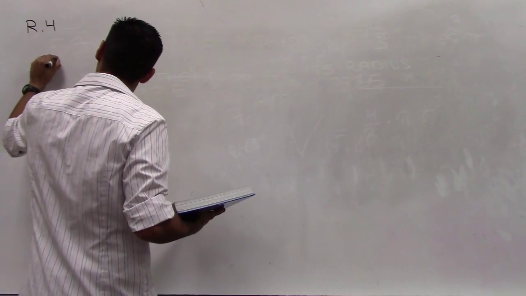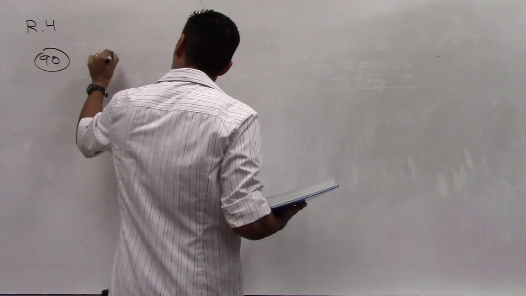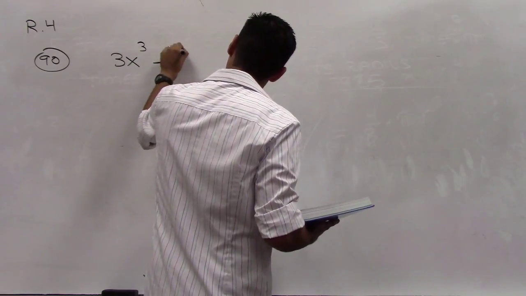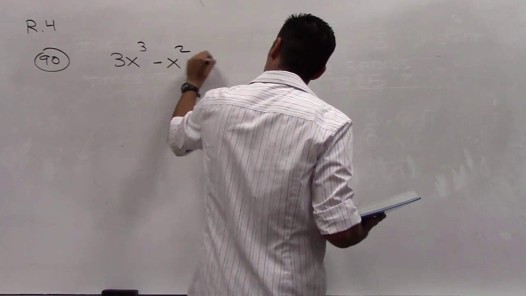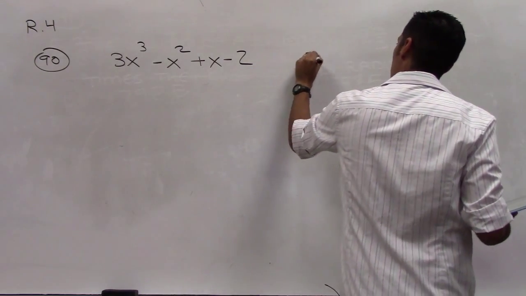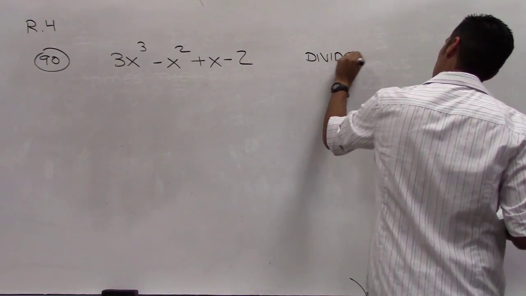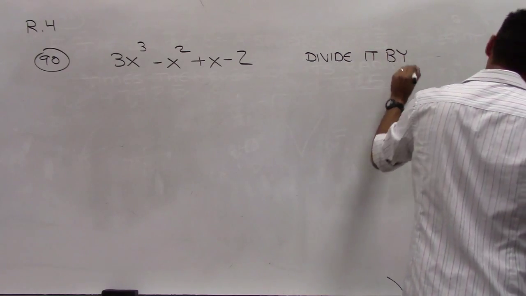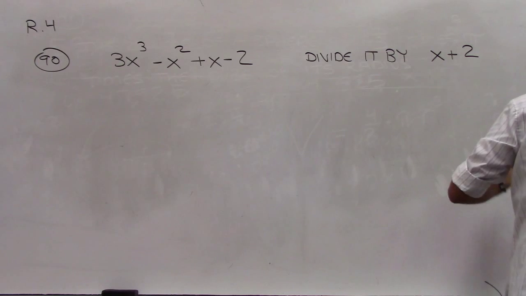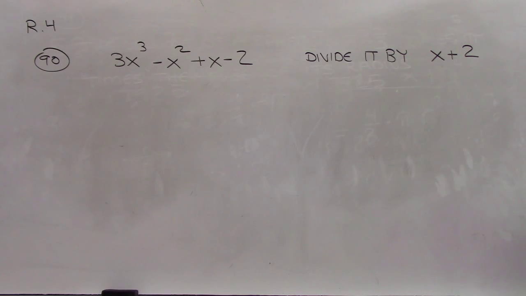Number 90. Let's take 3x cubed minus x squared plus x minus 2 and divide by this. Divide it by x plus 2. I think I want to change the problem. That seems to me a little bit boring, but we'll do it. We'll do it.